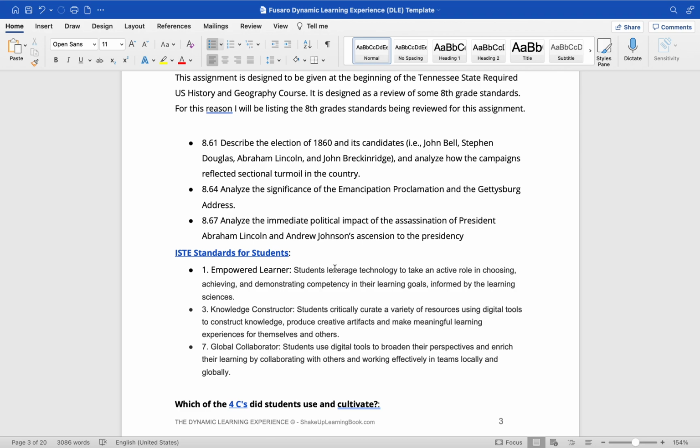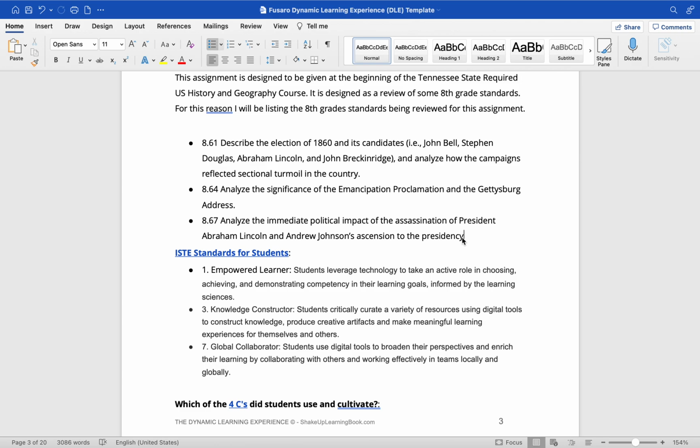We aren't going into Andrew Johnson's ascension to the presidency in this one because that's going to be addressed during Reconstruction. So it's really not necessary to the set-the-stage lesson. And since there's so much information that is having to be packed into one lesson, that will be saved until later.